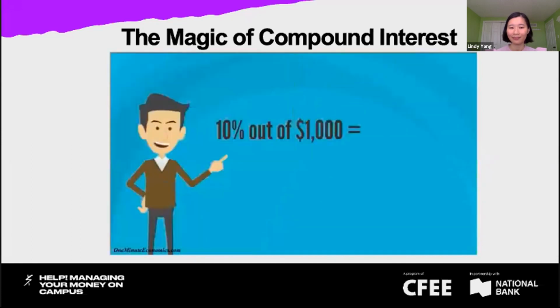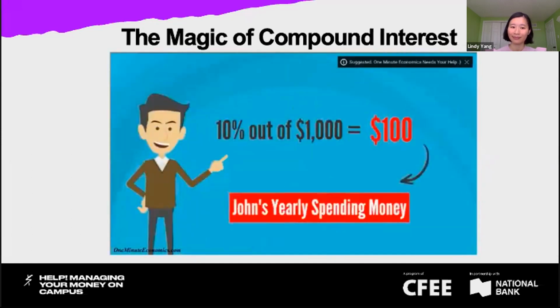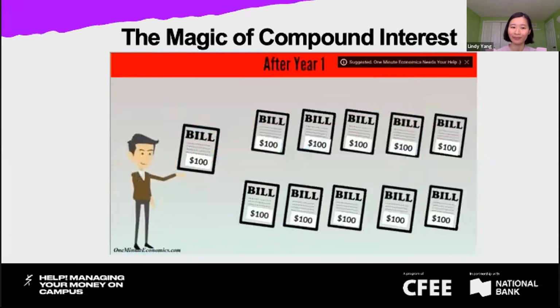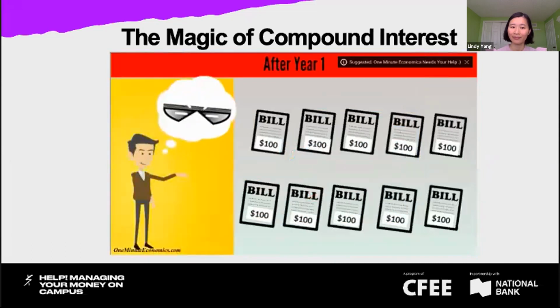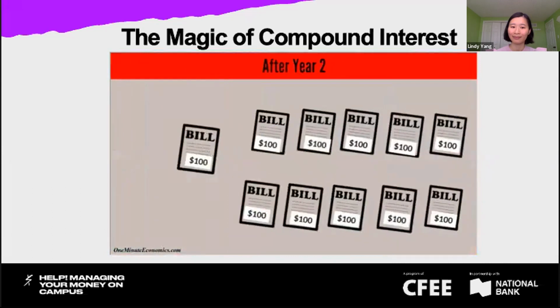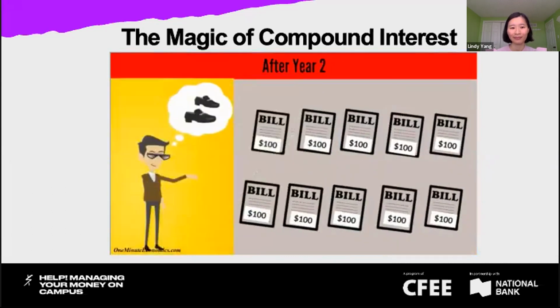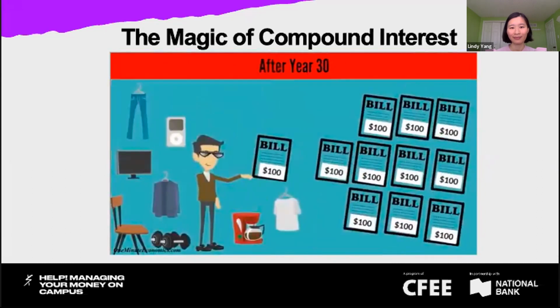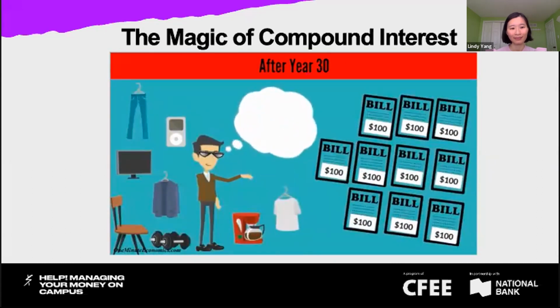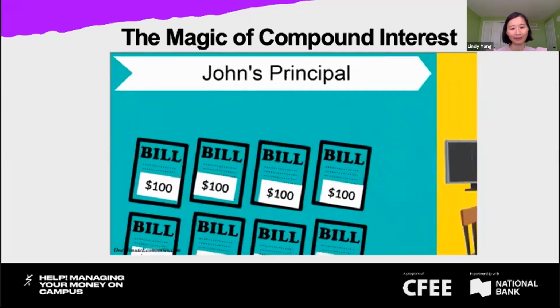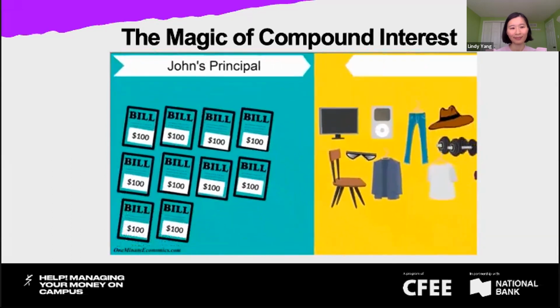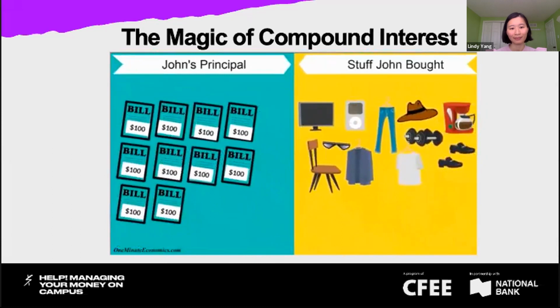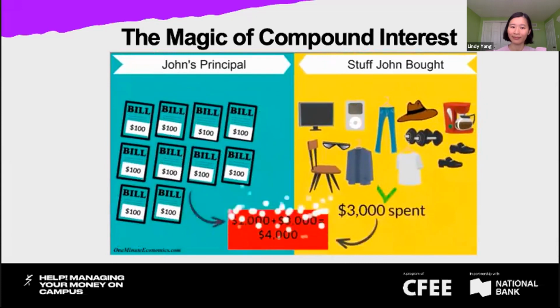In John's case, the 10% amounts to $100 each year. So after 1 year, he'll have $1,100 in his account, out of which he'll take $100. After the second year, he'll once again have $1,100 in his account, out of which he'll take $100. After the 30th year, he'll have $1,100 as usual and take $100. He will be left with $1,000 in his account. So his principal and the returns he made amount to $100 multiplied by 30, so another $3,000, a grand total of $4,000 that he made over 30 years.